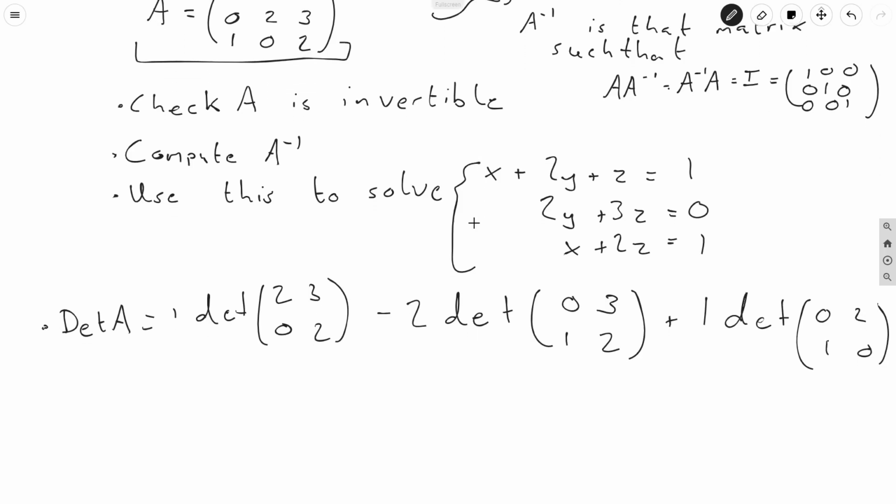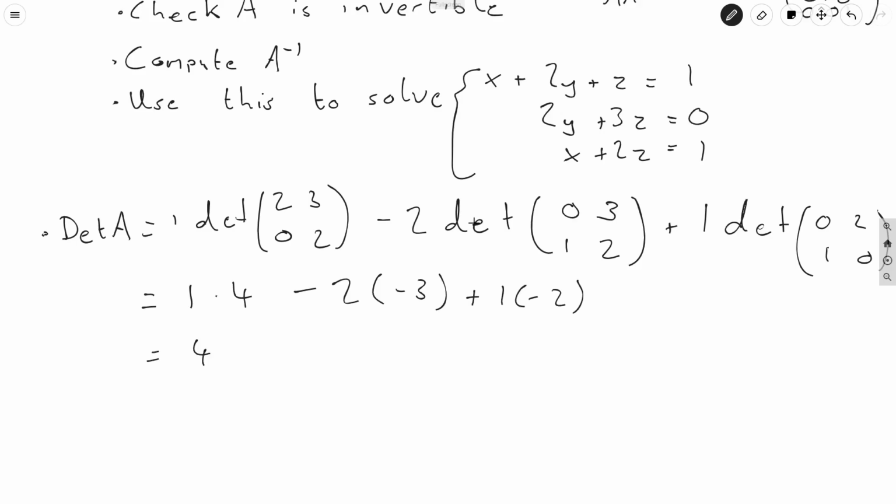Okay? And quickly computing these, we'll get 1 times 4 minus 2 times minus 3 plus 1 times minus 2. So overall, this is equal to 4 plus 6 minus 2, which is equal to 8. Okay, so the determinant of A is not 0, which implies A is invertible. A matrix is only not invertible if its determinant is 0. So you can compute the determinant to check if any matrix is invertible. Okay, so that's the first question. A is indeed invertible. Now let's compute A inverse.